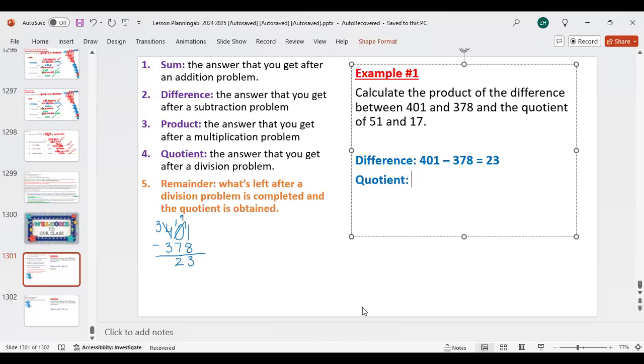Where's Tatiana? Tatiana, are you there? Tatiana, can you hear me? Yes, I hear you. Say it again. Yes, sir. Okay, all right. Do you understand what we're doing?